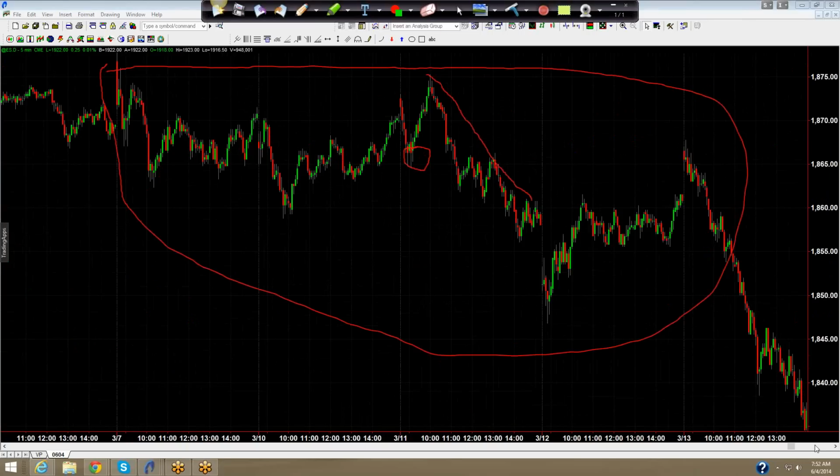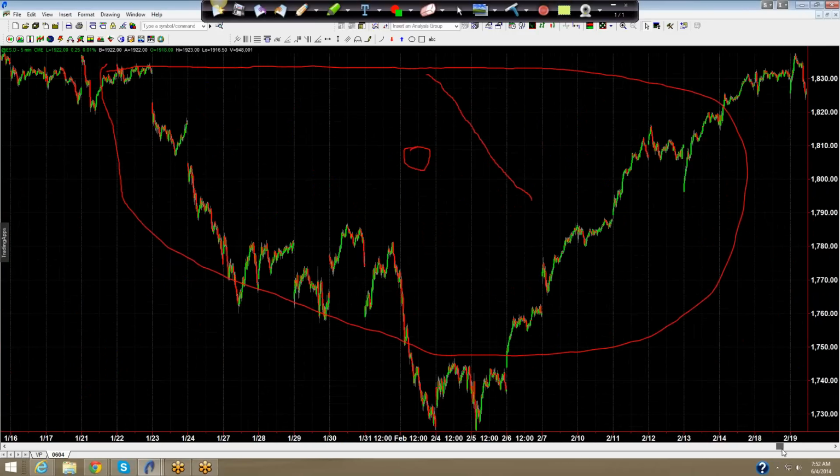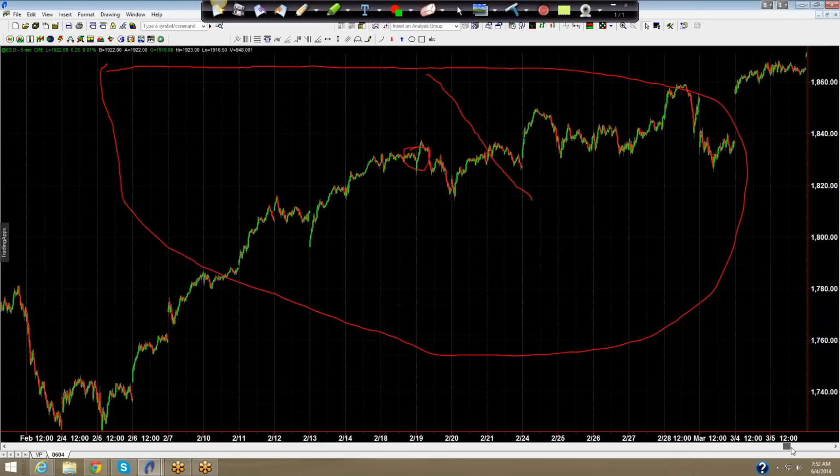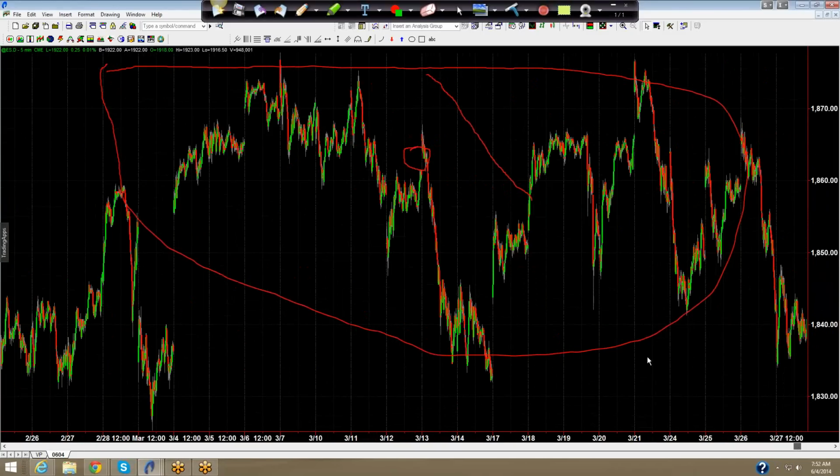Okay, so context-wise, you can see we just came off of a big run-up from 1730, and this is where we're sitting right here at about midway into March, right? And we're looking at 1870. So that's what was that? 1720 to 1870, 150 points, right? And we had people calling for tops galore.